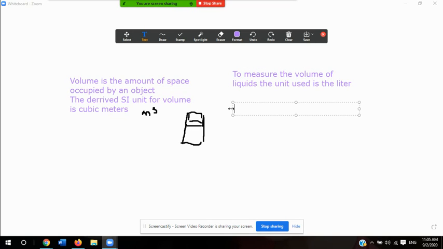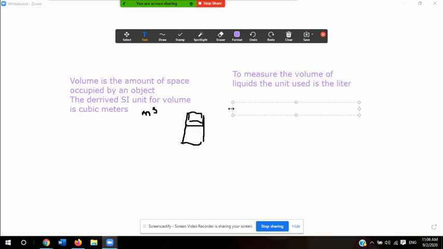You see this a lot when you buy milk or when you buy drinks, right? You'll see them measured in liters. It says the liter is equivalent to 1 cubic decimeter. Thus, a liter is also equivalent to 1,000 cubic centimeters. Another non-SI unit used is the milliliter. Milliliters are used for smaller volumes.